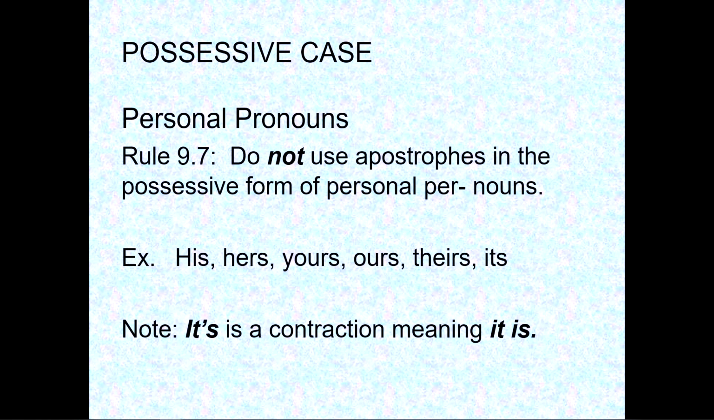It's is like there and there, right? It's is a contraction meaning it is. Do not use apostrophes in the possessive form of personal pronouns like you got here. His, hers, yours, ours, theirs, its. No apostrophe. Simple rule, hardly followed.